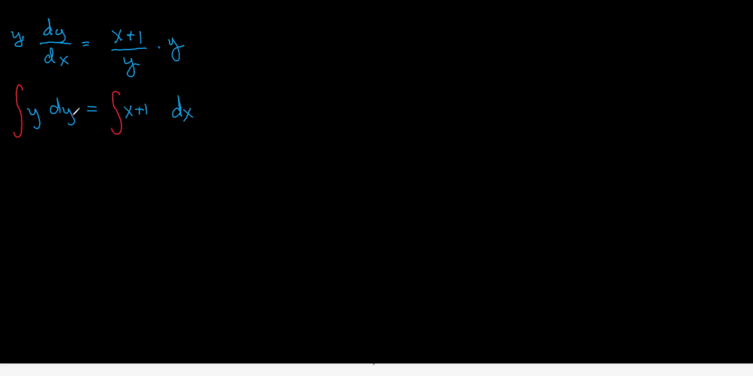Notice that on the left-hand side, I'm integrating with respect to the variable y. So the integral of y dy is just going to be 1/2 y squared plus some constant, and I'll call that constant C1. On the right-hand side, my variable of integration is x. So the integral of x plus 1 dx would be 1/2 x squared plus x plus some constant of integration. I'll call it C2.